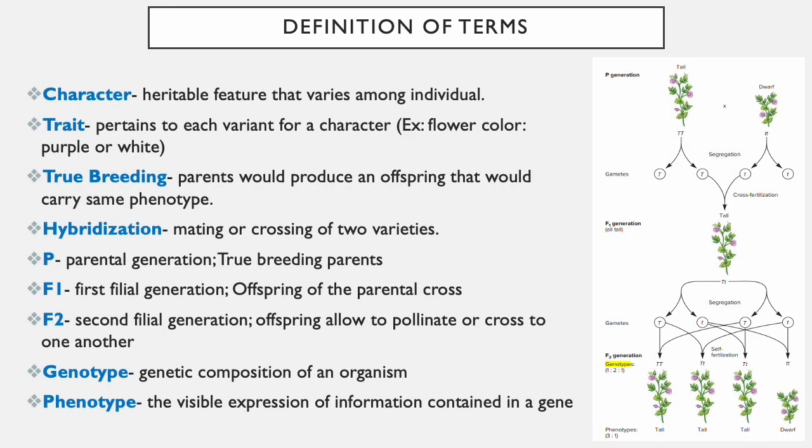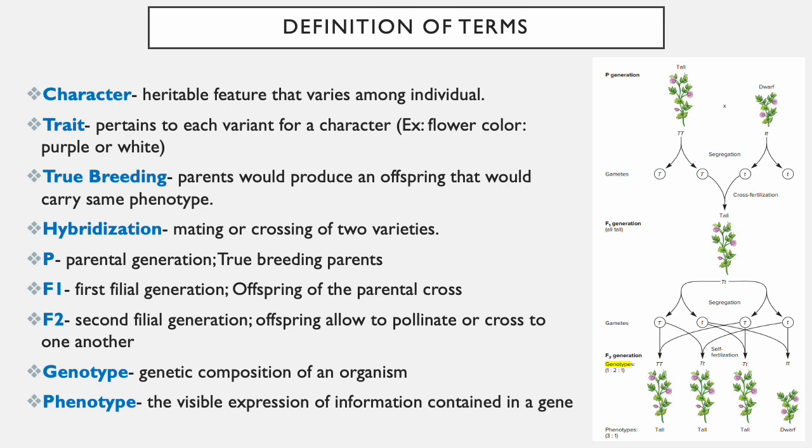Now let us define some important terminologies. I want you to remember these terms because they are frequently used in cytogenetics. When we say character, this is the heritable feature that varies among individuals. An example of a character, in the illustration shown on the right, is flower color. Or if applied in humans, eye color, hair color, skin color. That is character.